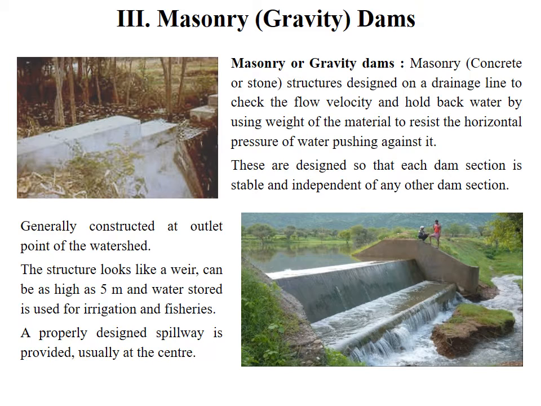Masonry dams, also called gravity dams, are high-rise structures. Their height varies from 3 to 6 meters depending on the location and the catchment area. These are generally constructed at or near the outlet points of a watershed.